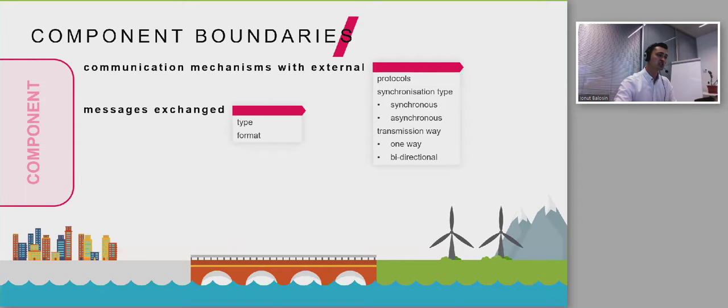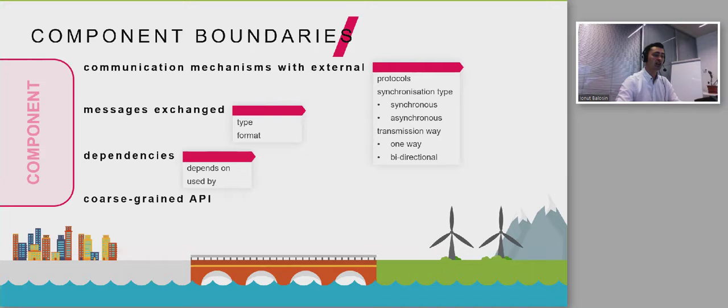Also, the messages exchanged, as I was saying, you can create coupling also by messages. So you should be very careful with the type and the format across them. Also, the dependencies: what are the components I depend on and what is using my component. And also pay attention when you design your APIs, because if you don't design the APIs carefully enough, it's very difficult to upgrade the API once the product reaches maturity, because you have a lot of dependencies on it.